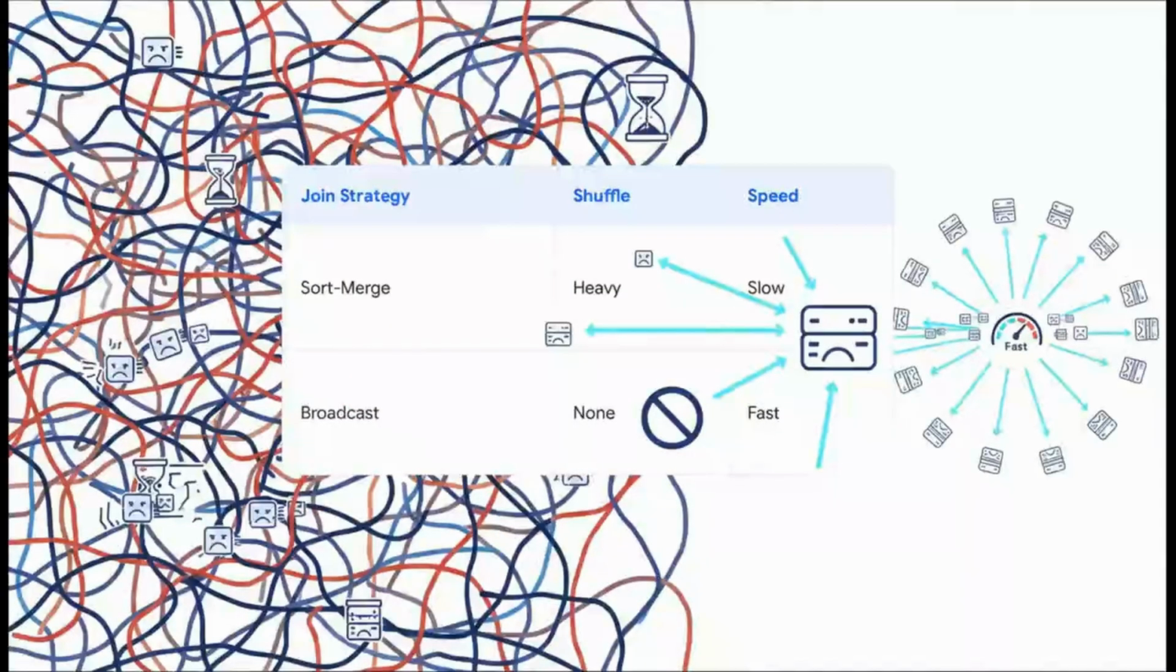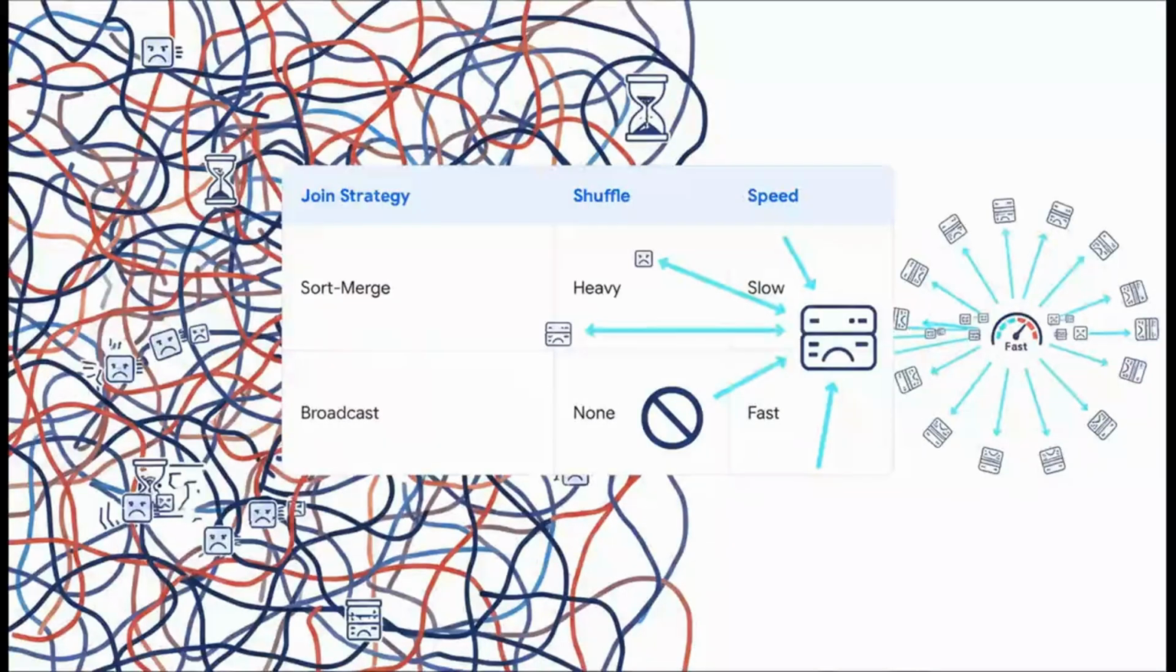But we can completely bypass that network nightmare just by changing our join strategy. A standard sort merge join causes a heavy, painful shuffle. But look at the broadcast join. If you have a small dimension table, say around 100 megabytes, you can just broadcast it.